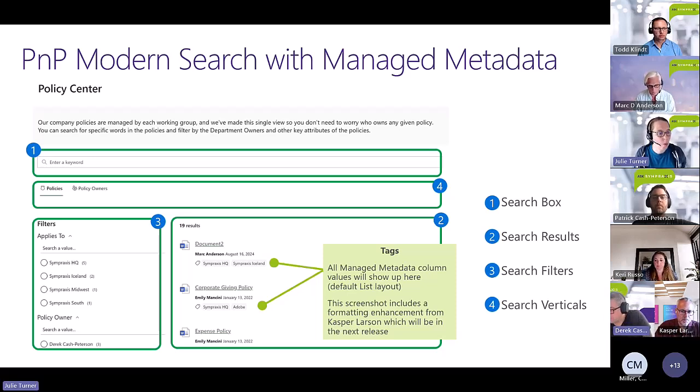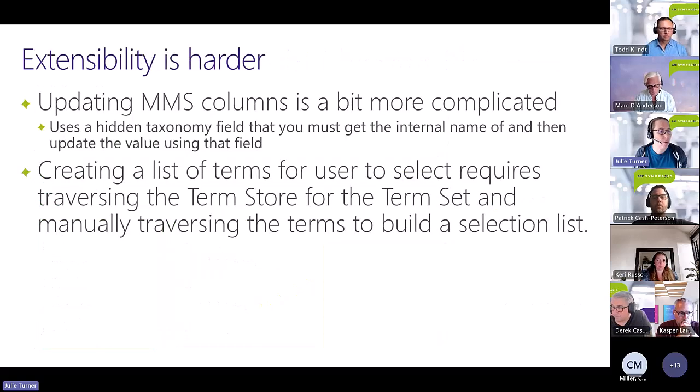Yep, I totally agree. All right, so I've been yapping about extensibility being harder. So just in general, updating managed metadata, MMS being a shorthand for managed metadata columns, is more complicated. There's essentially a hidden taxonomy field: every time you add a managed metadata field to your list, there's a second, hidden taxonomy field where the values get set and stored.